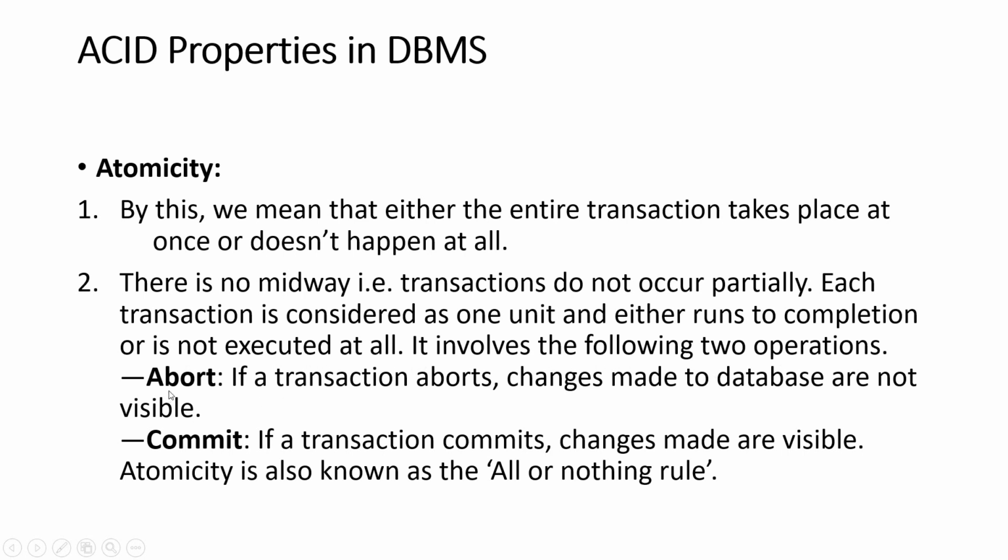The first operation is abort. If a transaction aborts, changes made to the database are not visible. And the second operation is commit. If a transaction commits, it means that its changes are visible. Atomicity is also known as the all or nothing rule. If any one transaction fails, it means the overall transaction fails and all changes are aborted.